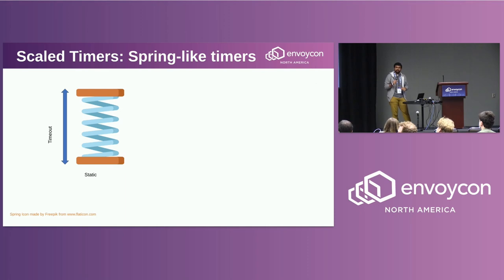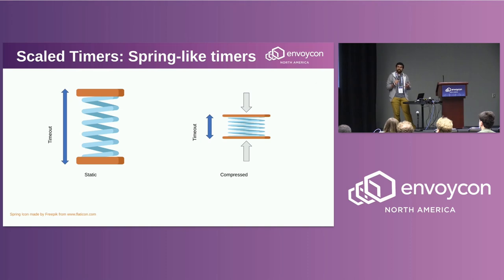Many systems have static timeouts. So if the length of this string is the duration of the timeout, it will be the same regardless of the context. Envoy has these scaled timeouts. What that means is they're effectively timeouts that can be compressed as there's an increase in resource pressure. So if there's an increase in resource pressure, the length of the timeout can decrease.